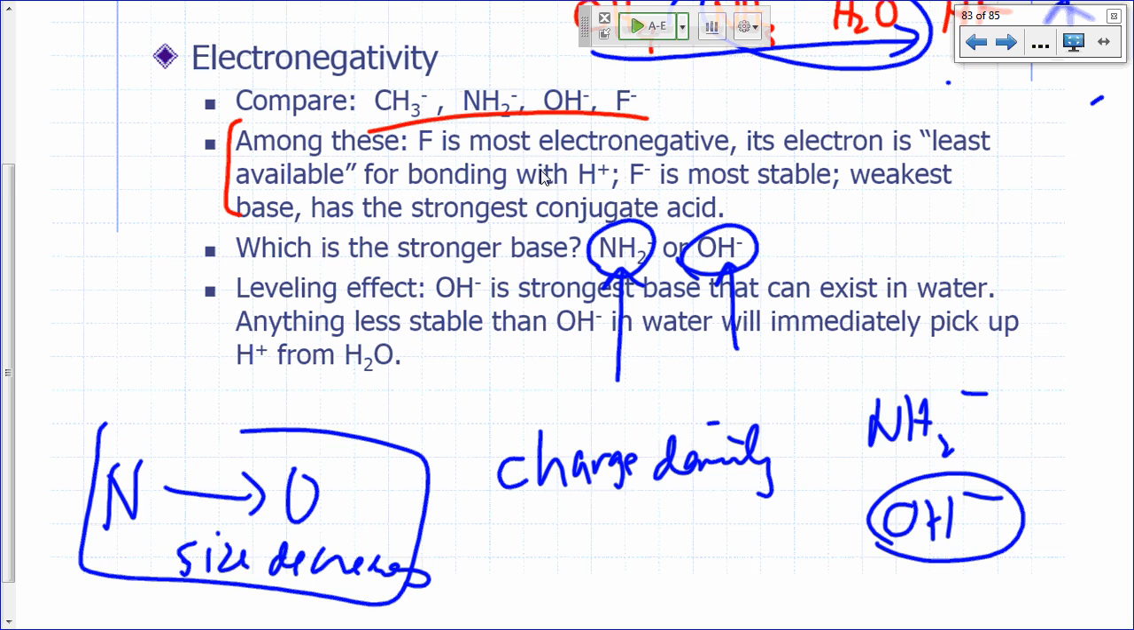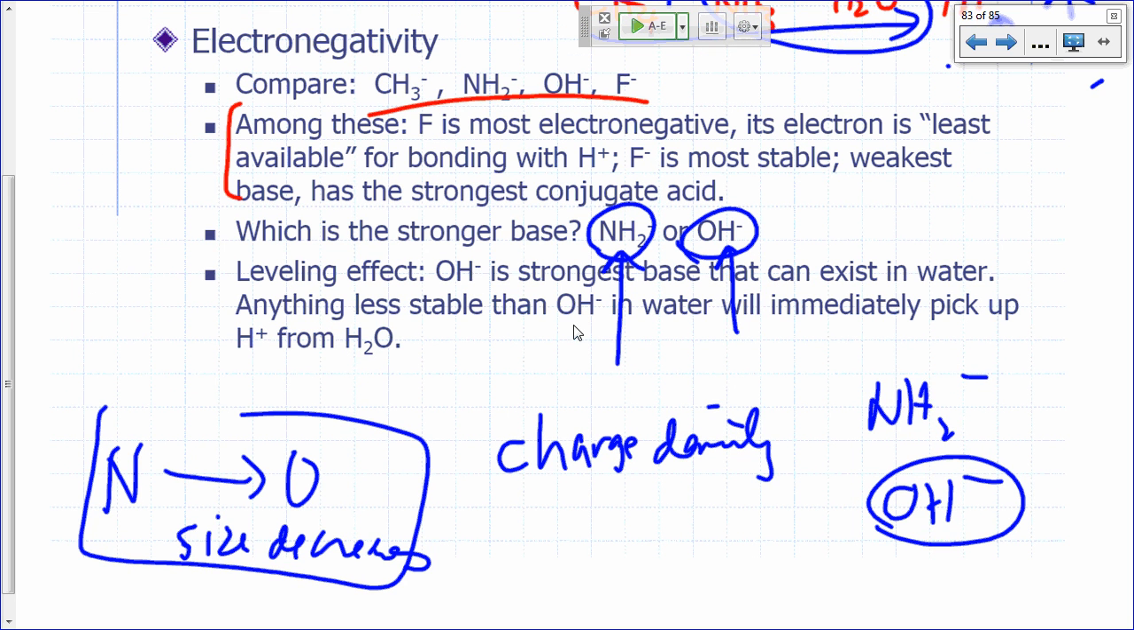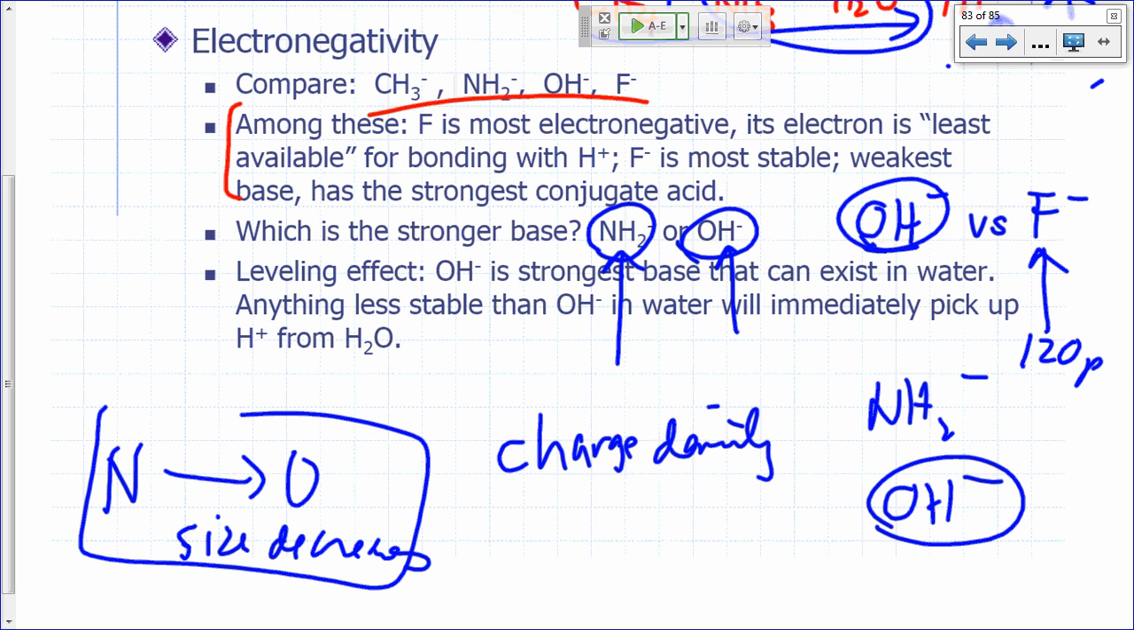I haven't looked up the numbers for this, but I have looked up OH minus versus fluoride. You would think that fluoride is smaller than OH minus. In fact, it's the other way around. The ionic radius of fluorine is about 120 picometers. The effective ionic radius of hydroxide is only around 110 picometers, based on the papers I've read on this. So the hydroxide is actually smaller than fluoride.